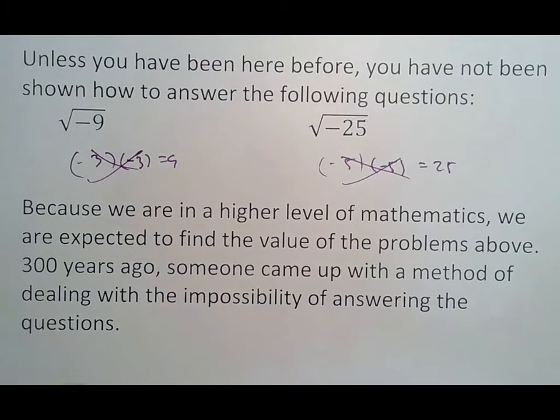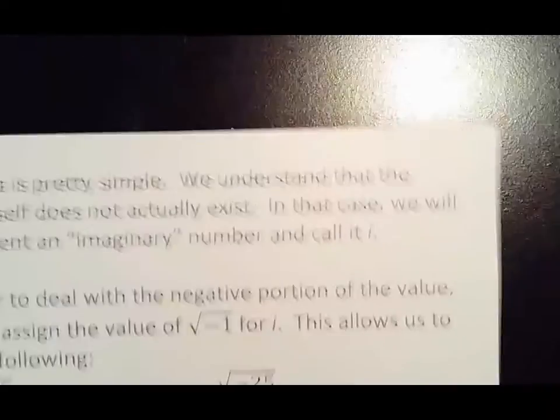And so 300 years ago, someone came up with a method of dealing with the impossibility of answering this question, because there is no true answer to a number that multiplies by itself to be a negative. It can't happen, because a positive times a positive is positive, so it can't be a positive number. And a negative times a negative is also positive, so it can't even be a negative number. So how do they deal with it?